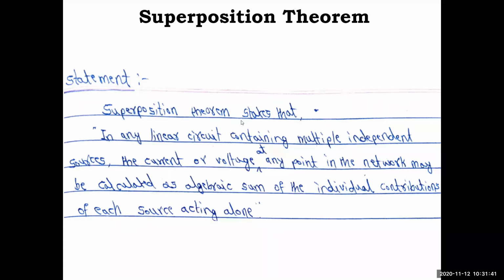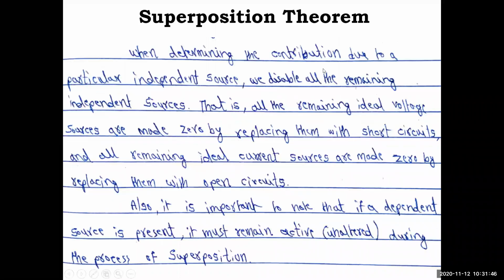Okay, so to understand in a better way, how to do that? When determining the contribution due to a particular independent source, we disable all the remaining independent sources. When there are multiple sources, you are looking at one source at a time, so we need to disable the rest, right? How to disable that? First, all the remaining ideal voltage sources.